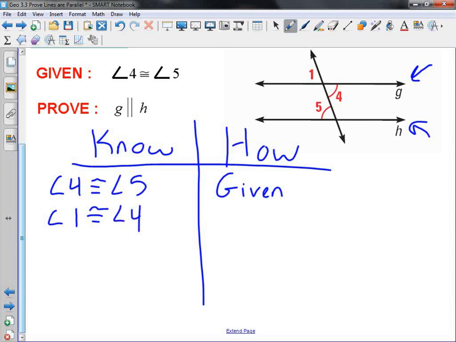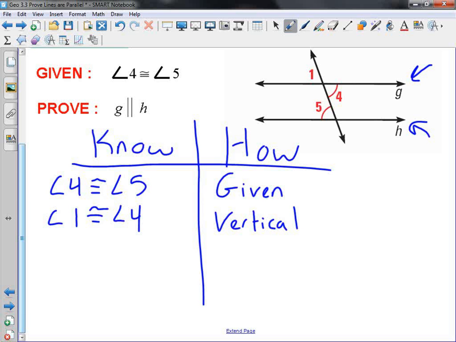How do we know 1 is congruent to angle 4? What are those words that we know? Because it's vertical. Vertical, right? Whenever we have an X made, the ones across from each other are going to be the same, right? So if we look at 1 and 4, they're across from each other on an X. They're called vertical angles, so we know they're the same.